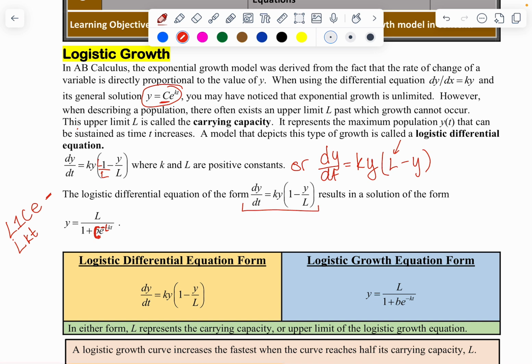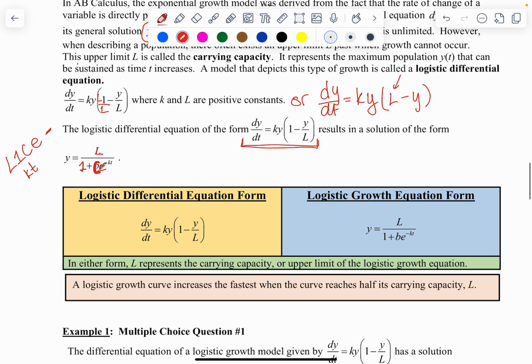Unless it's in this form. If it's in this form, yeah, the L is not supposed to be there. So it's LICE minus ICT. Let's get rid of that. But do you see the LICE? L I C E minus ICT. So if you have the logistic differential equation in this form right here, the logistic growth equation form, the actual equation looks like so. LICE minus ICT. In either form, L represents the carrying capacity or the upper limit of the logistic growth equation.